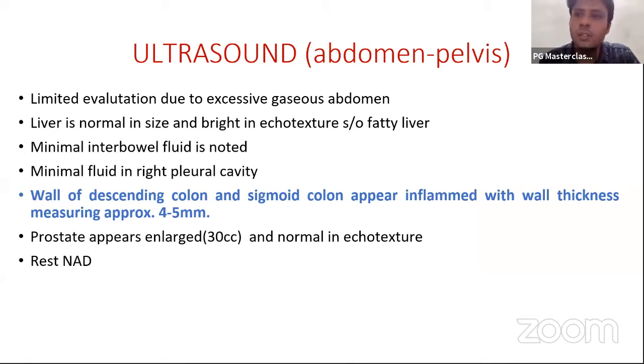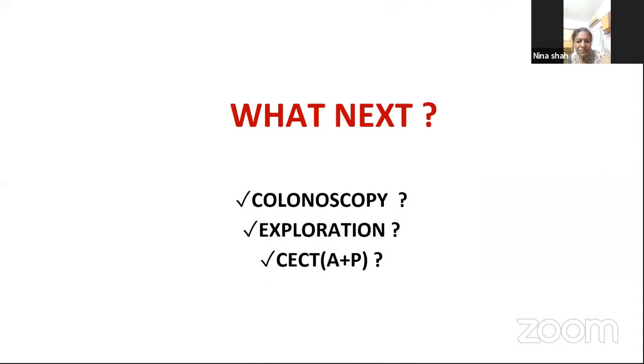The USG was suggestive of left sided colitis mainly. There were no other specific findings. Okay, so that was an issue. It was all inflamed and the bowel was thickened. Okay, fine. So what did we do? We could have done either colonoscopy. Nina ma'am, what would you like to do?